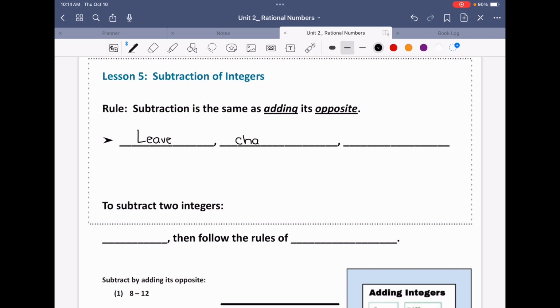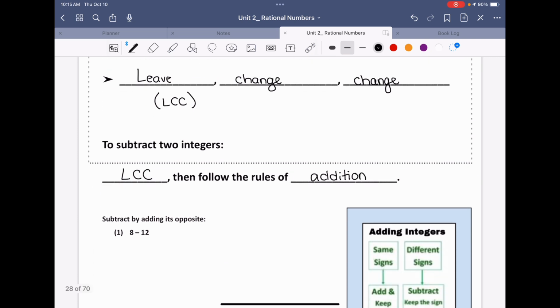Leave, change, change. And whenever I subtract, I'm always going to use leave, change, change, or we can write LCC. So LCC is what we're going to use, and then we're going to follow the rules of addition. So that's why it's not too much different than addition. So let's practice this below.